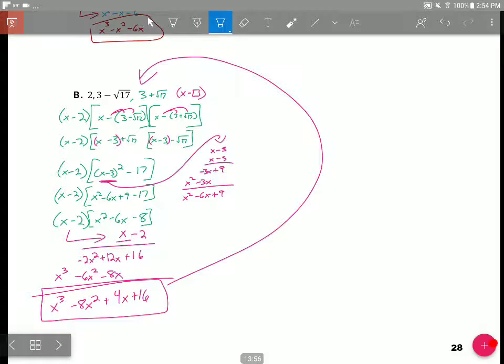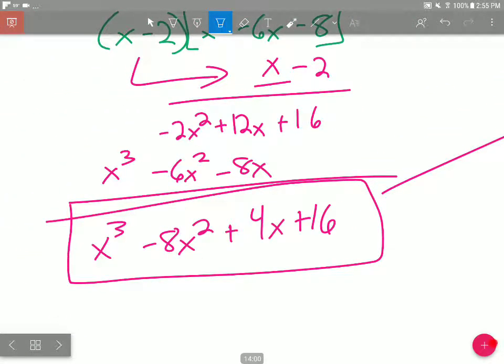Do you need me to zoom back in? Yeah, okay. Sorry. Is that better?